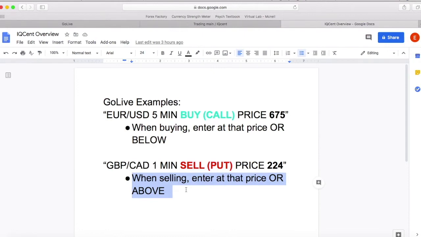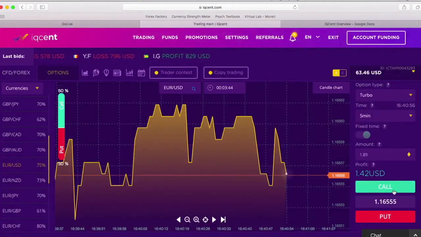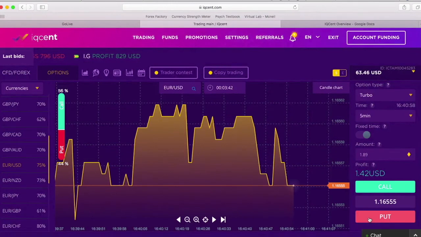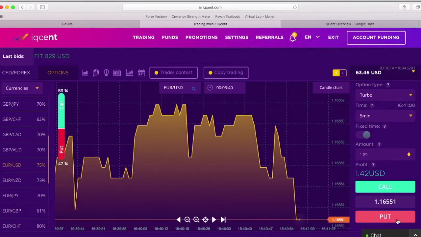Another thing I want to point out is that buy is also known as call and sell is also known as put. So if you're going in for a buy, you'd hit this green call button. And if you're going in for a sell, you'd hit this red put button.